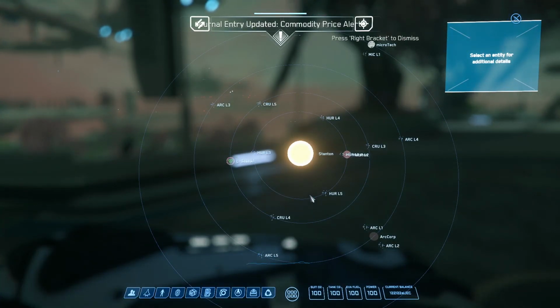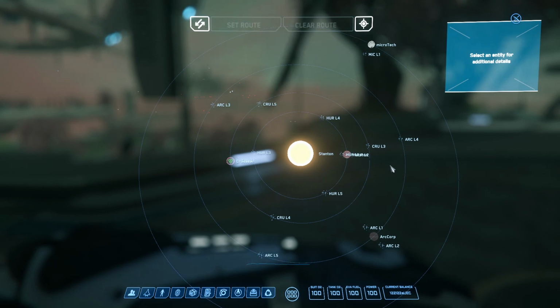Okay, so looking at the map, we can see that we've got all these L's everywhere. There's obviously Crusader, Hurston, ArcCorp, Microtech, right? So I'm sure most people kind of figured that out. What they don't probably get is maybe why they're there or why they're called L this, L that. To understand that, we need to look at a NASA website that I have found.